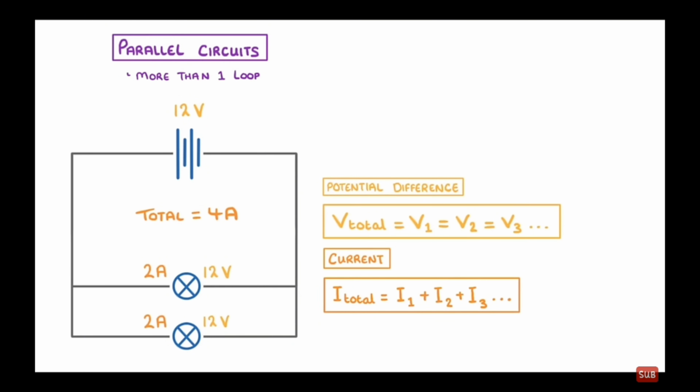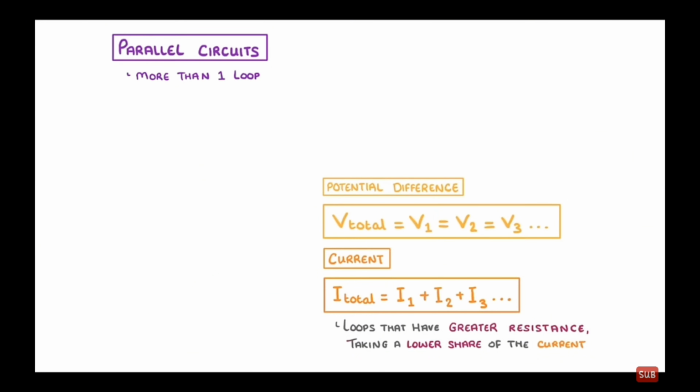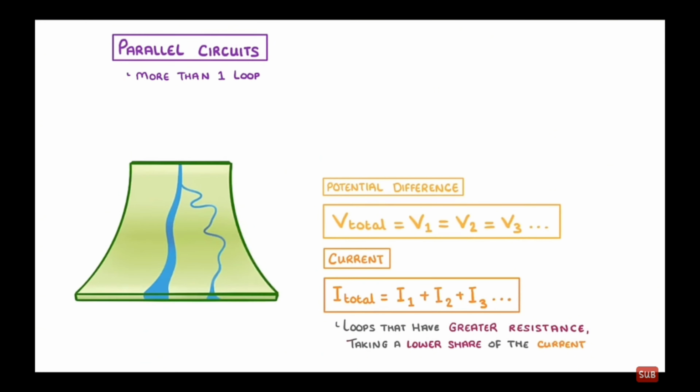The way that the current splits will depend on the resistance of the individual components in the circuit, with the loops that have greater resistance taking a lower share of the current. You can think of this as if the current is water flowing down a hill. If the water can flow down 2 possible paths, then most of the water, which represents electrical current, will take the path of least resistance, which is why we get a higher current flowing through the lower resistance loops.